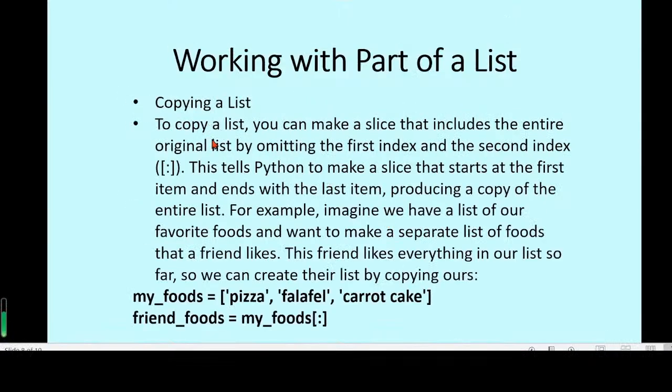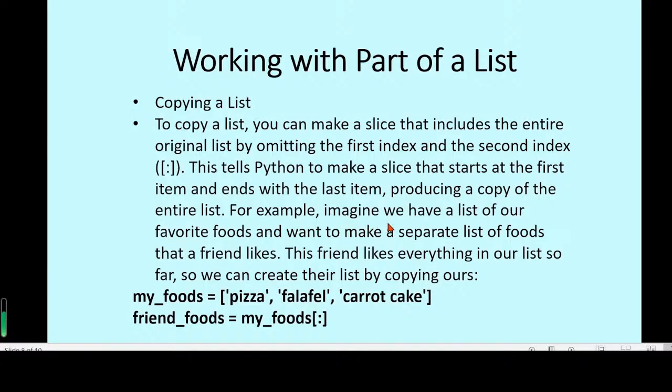And copying a list. To copy a list, you can make a slice that includes the entire original list by omitting the first index and the second index. So we just use brackets with a colon inside to copy all the elements of the list. Now this tells Python to make a slice that starts at the first item and ends with the last item, producing a copy of the entire list.